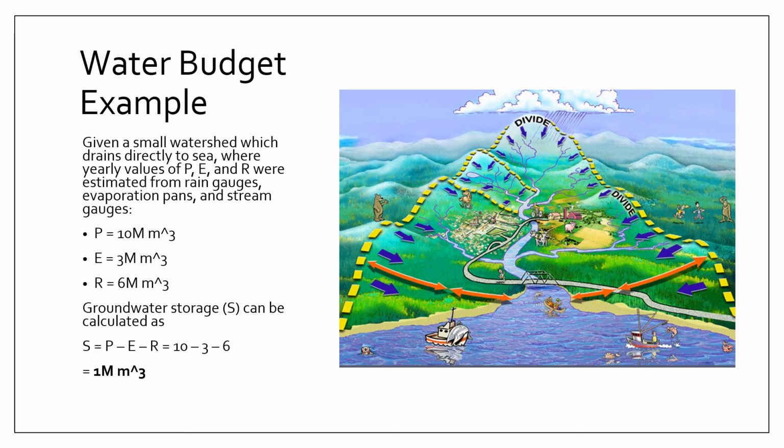Right, so now let's take a simple example here. We have a small watershed which directly drains to the sea, and we have the following values of your P, E, and R, which were taken from rain gauges, evaporation pans, and stream gauges. Precipitation is 10 million cubic meters, evaporation is 3 million cubic meters, and the estimated runoff is 6 million cubic meters. From those values, we can estimate the groundwater storage as S = P - E - R, which is 10 - 3 - 6, and that gives us a groundwater storage of 1 million cubic meters.